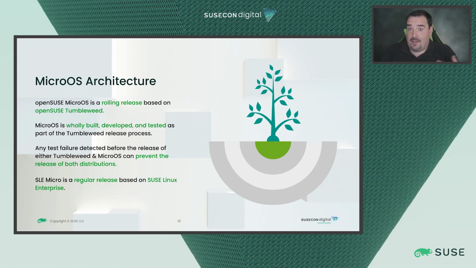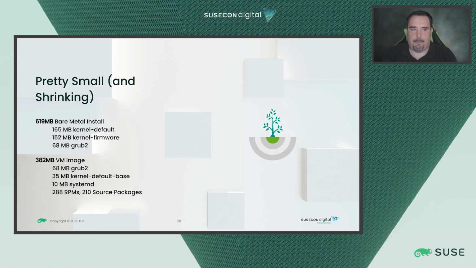On a VM image where we do have a much better idea of what hardware is there, we don't need a very large kernel. We can use our base kernel. Things are much, much smaller. It's under 400 megabytes now. Altogether, we're talking about really just 210 source packages, so an awful lot less than your typical installation of any SUSE Enterprise, SLED, anything like that.